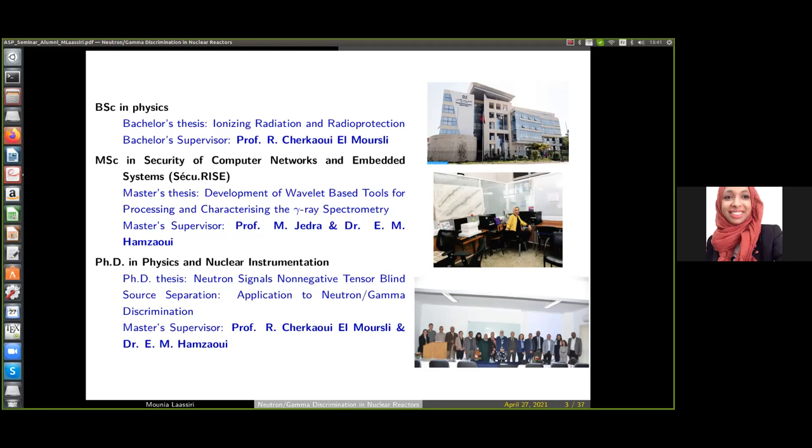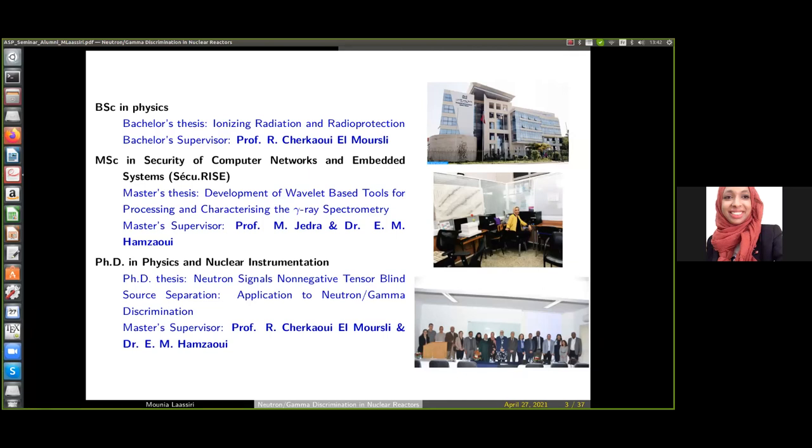I did my PhD research work with the Science Team of Matter and Radiation, ISMAR, in Rabat, in collaboration with CNESTEN, National Center for Nuclear Energy Sciences and Technique. I did my PhD work under the guidance of Professor Raja Sharkawi Al-Mursali from Mohammed V University and Dr. Al-Mahdi Al-Hamzawi from CNESTEN. My PhD thesis focused on the application of non-negative tensor factorization algorithms to extract independent components from signals recorded at the fission chamber preamplifier's output in order to achieve neutron gamma discrimination. All my degrees were received from Mohammed V University in Rabat.